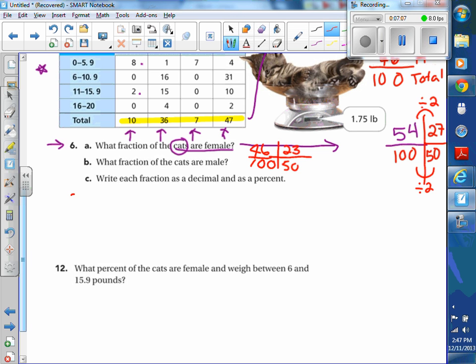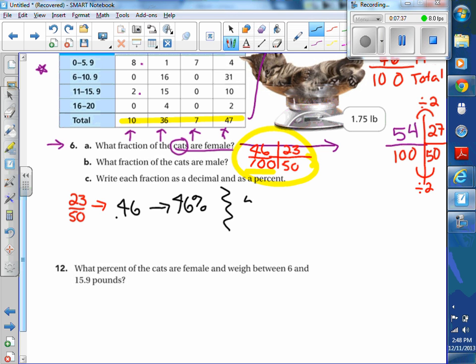Okay, so for part C, Peter, you're going to write each fraction as a decimal and a percent. So we're going to take the 23/50ths, it's like the 46, because 23/50ths is actually 46/100ths, right? So as a decimal it's 46/100ths, and as a percent it would be 46%. Okay, right.